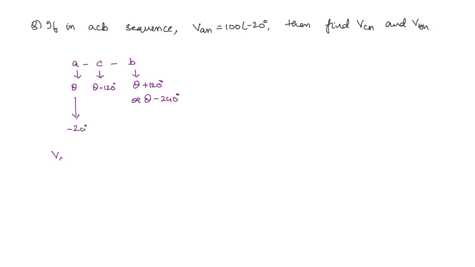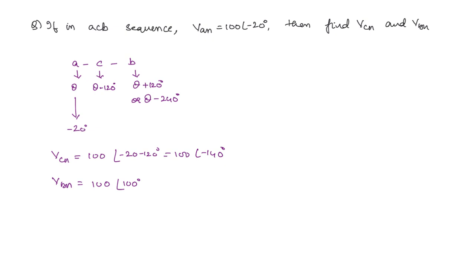So then what will be VCN? The magnitude will be same, 100. Angle will be theta minus 120. Theta is minus 20, so minus 20 minus 120 degrees. You're going to get 100 angle minus 140 degrees. Then what about VBN? This is going to be 100 angle minus 20 plus 120. So you're going to get 100 angle 100 degrees.